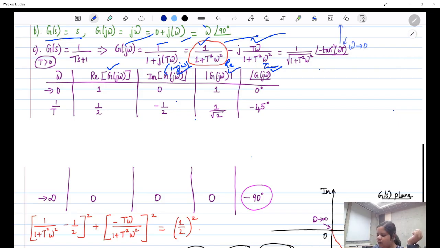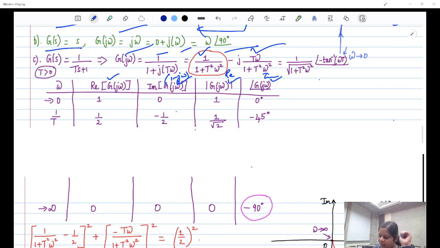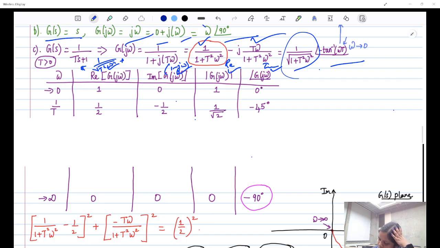Right. So once you have these parts, and if you try to find out the magnitude of this whole transfer function, you can write 1 upon the square root of T square omega square plus 1. That is what is written here, and the phase is minus tan inverse omega T, right? So that's really simple. Now what you have to do here is, once you have all of these values calculated, the real part, the imaginary part, the magnitude, and the angle, just substitute omega equal to 0, 1 by T, and infinity.